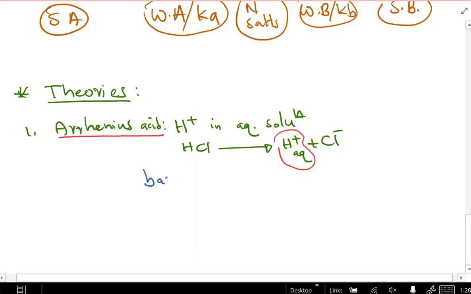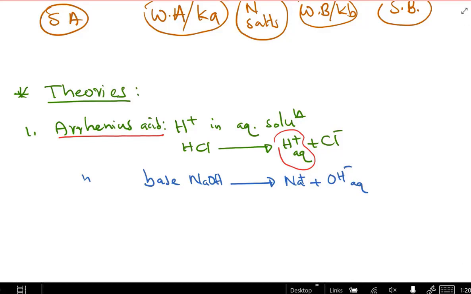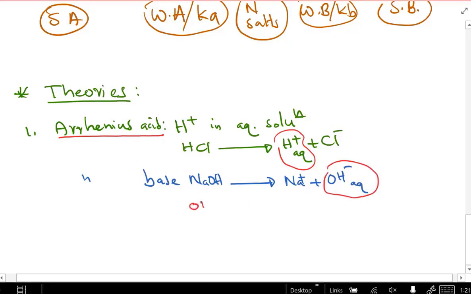Okay. Now let's look at Arrhenius bases. Arrhenius bases should have hydroxide ions released into the water. So if you take sodium hydroxide, it will dissociate, or break, into Na+ and hydroxide ions. (aq) means in the water. So these hydroxide ions released into the water qualify sodium hydroxide as an Arrhenius base.